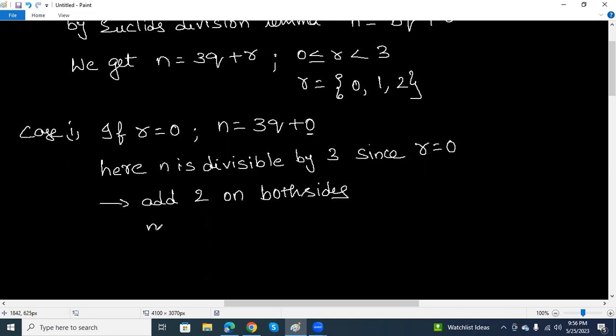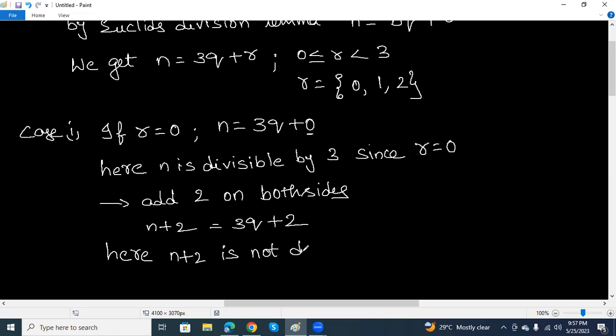So what do we get? n plus 2 equals 3q plus 2. See here, in the remainder place, what do we have? We have 2. So here, n plus 2 is not divisible by 3. Why?